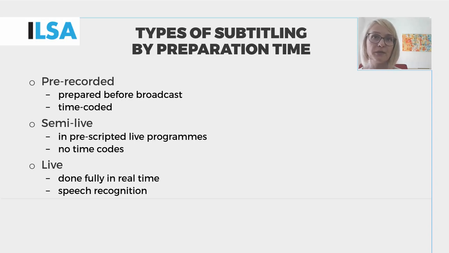Semi-live subtitles are frequently used on television for live programs which are heavily scripted, for instance, news. Although the news anchor is reading out the text from the prompter live during the broadcast, the text is usually pre-scripted and available to the subtitling team before the broadcast. Subtitlers divide the text into appropriate segments, which are later displayed live in sync with the broadcast. Traditionally, as they have no time codes, semi-live subtitles are queued manually by a human operator. Semi-live subtitling is also used in the theater and the opera.